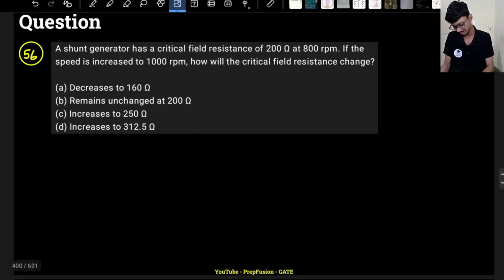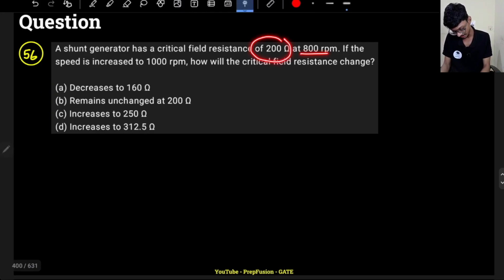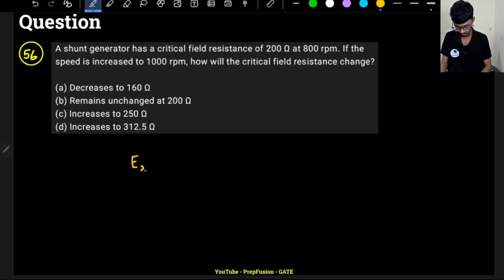A shunt generator has a critical resistance of 200 ohms at 800 rpm. If the speed increases to 1000 rpm, how will the critical resistance change? So I have increased the speed. So the flux induced EMF line will shift upwards. So Eg will go upwards basically. If Eg goes upwards, then I will have more range of critical resistance.